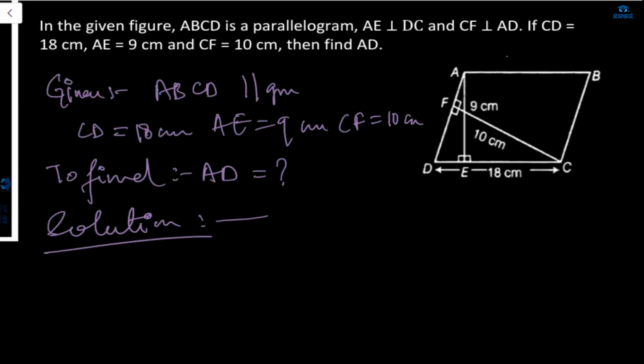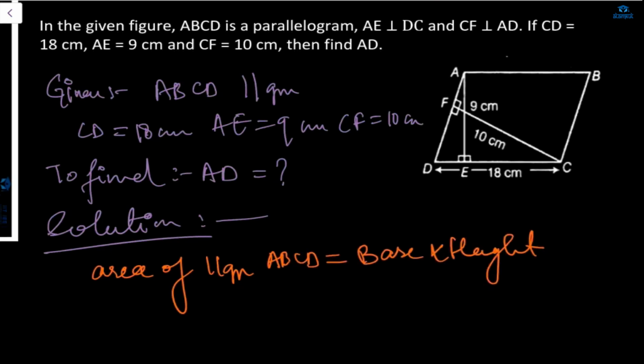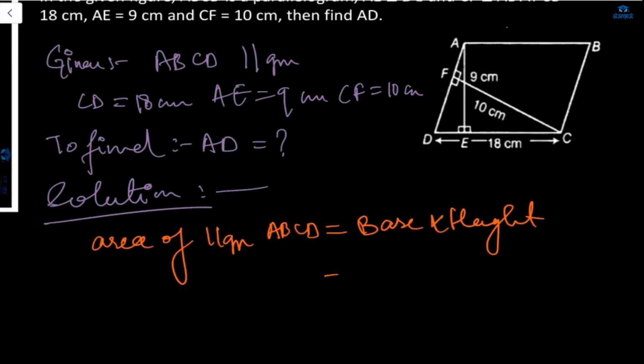Let's see. Area of parallelogram ABCD is equal to base into height. Now base is CD, which is 18 centimeters, and the height is AE.